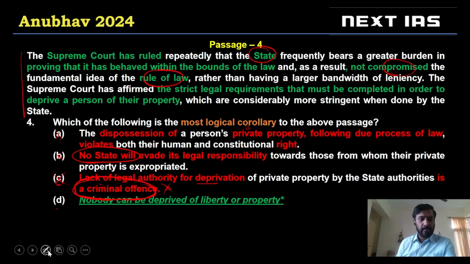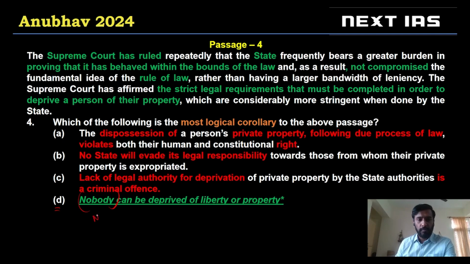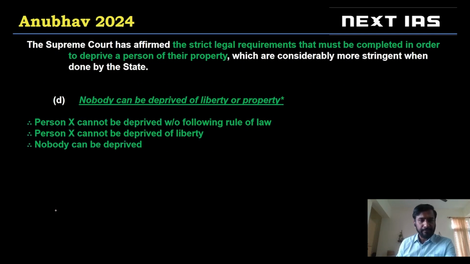Now, option D sounds very strong. It is strong. Nobody can be deprived of liberty or property. Nobody means no person can be deprived of liberty or property. Like I said, this question is difficult. We can only approach it using elimination. We know none of the other options follow. Option D follows. But why does option D follow? We'll see that shortly. So I wanted to just follow this process for a moment.